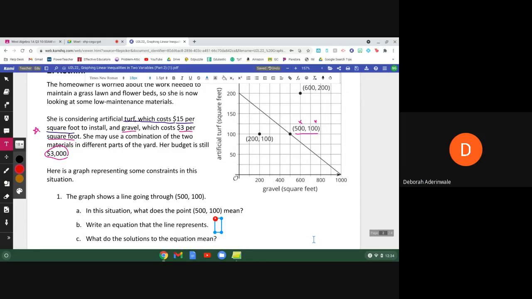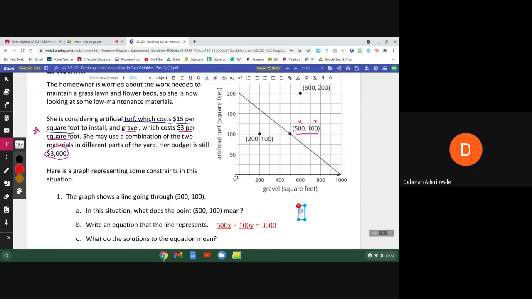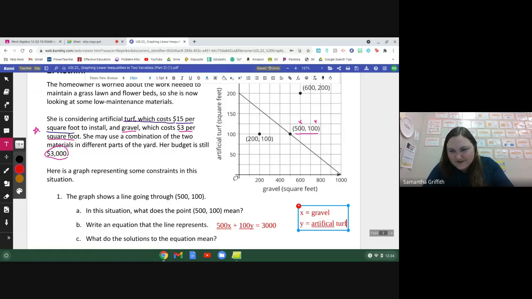We might have 500x plus 100y equals 3,000. Tell me what X and Y represent. X and Y represent the gravel and the artificial turf. Nice, the artificial turf there. Did I spell that wrong? Artificial. Okay.